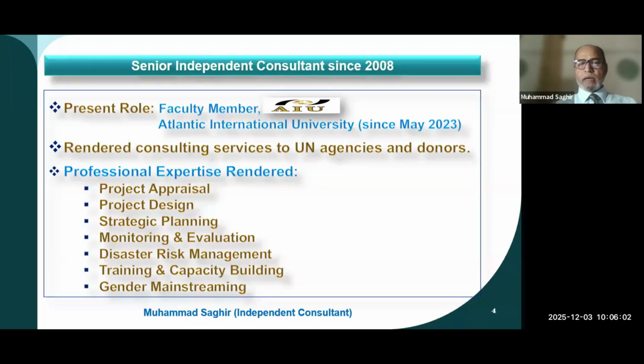And I render services related to disaster risk management in terms of preparation of disaster risk management plan and standard operating procedures. I conducted series of trainings for the staff of different organizations. After conducting training assessment need, and then I conducted trainings and gender mainstreaming.